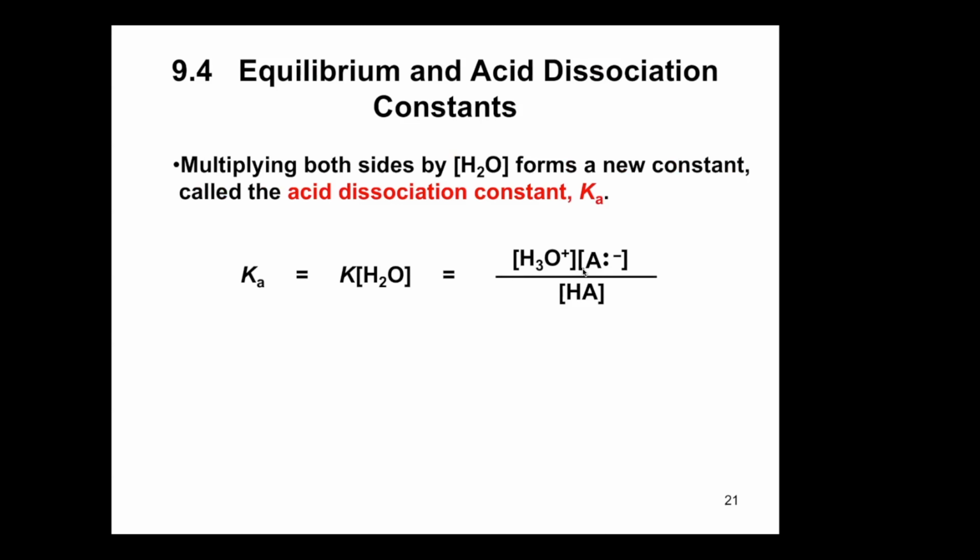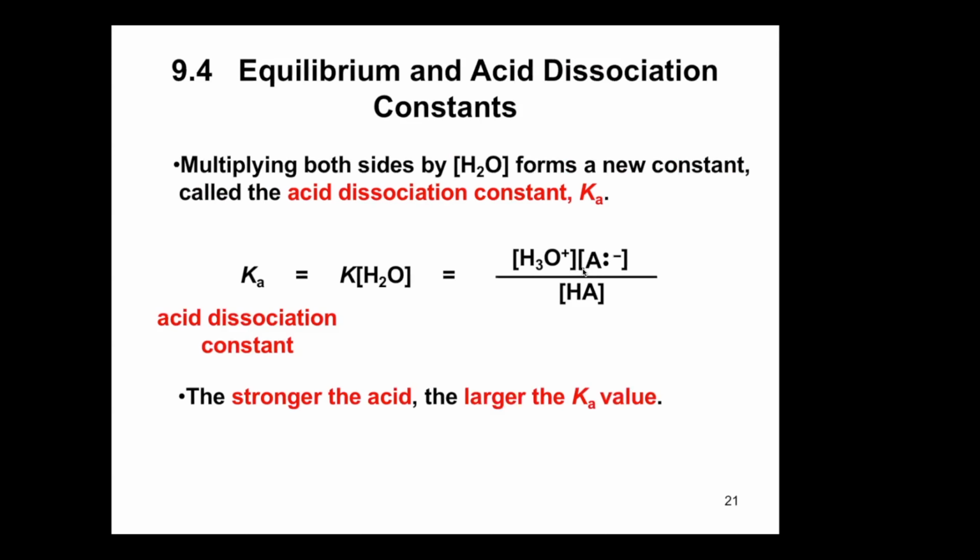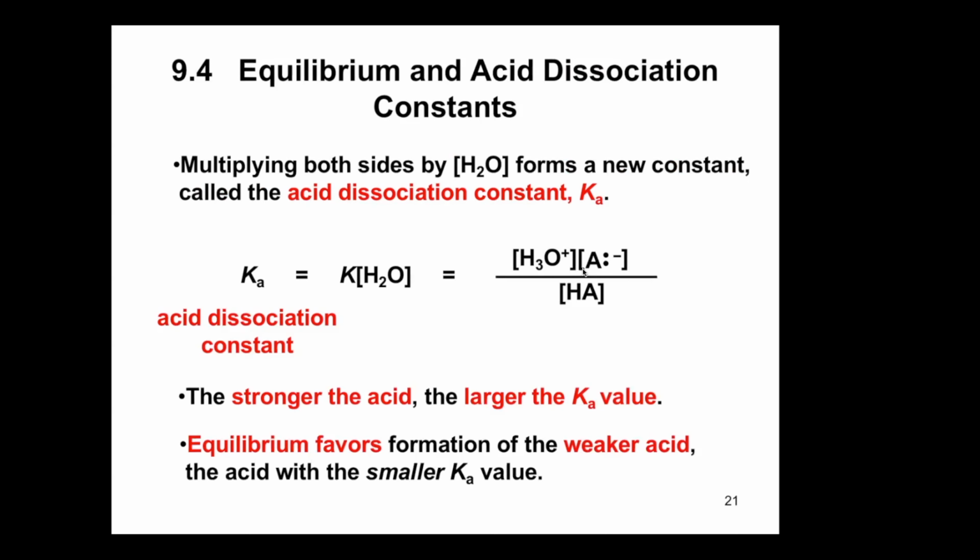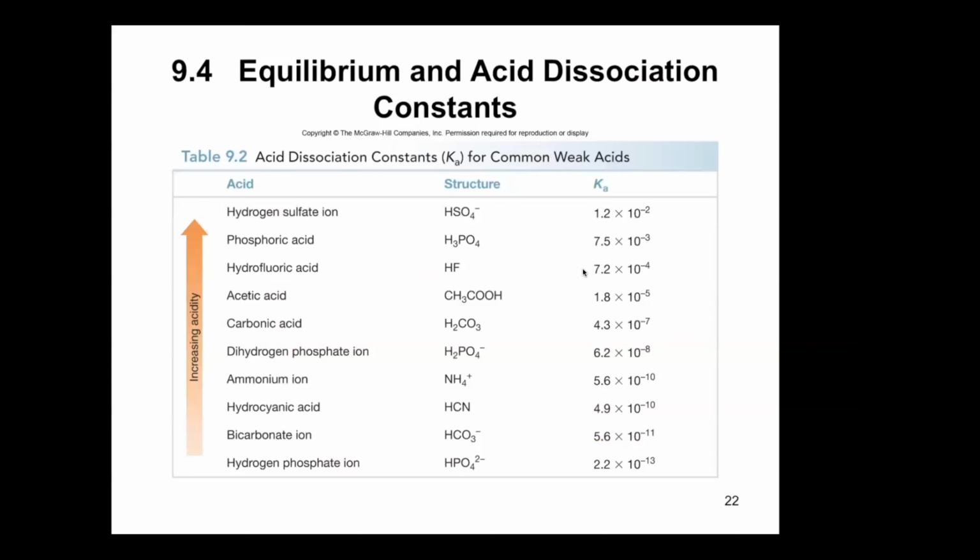So K sub A can tell us something about the strength of the acids. The stronger the acid, the larger the K sub A value. And the weaker the acid, the smaller the K sub A value. So, for example, if I give you two K sub A values, the larger K sub A value will be the stronger acid, and the smaller K sub A value is the weaker acid. Okay? So, these are examples of K sub A.